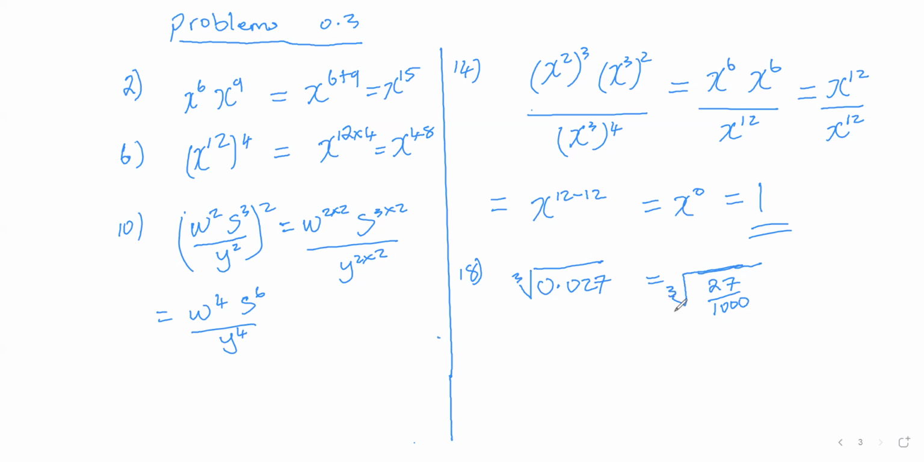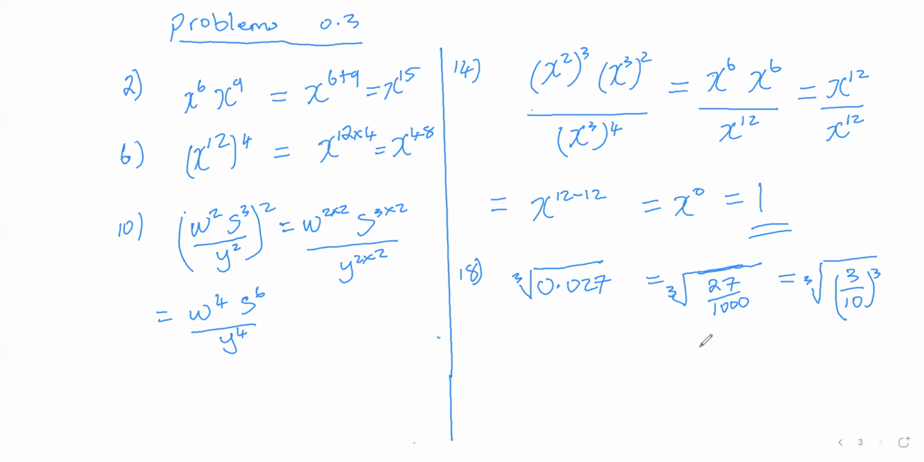So now once this is done, you can then go ahead and ask yourself again, how can I write this as the cube of some number? So I know that 27 is 3 cubed. I can also use my calculator to get that. And 1,000 is 10 cubed. So 27 over 1,000 is basically 3 over 10 cubed. All right, 3 over 10, all of this cubed gives me 27 over 1,000.